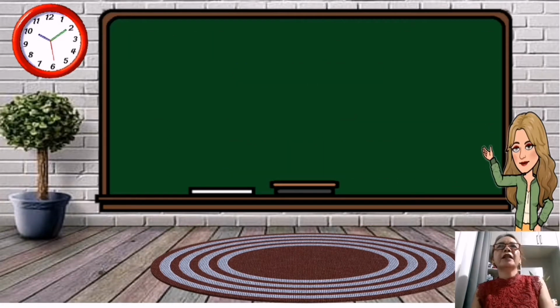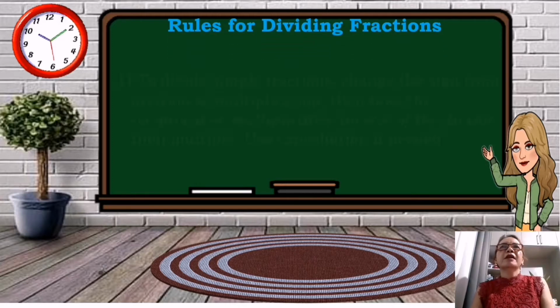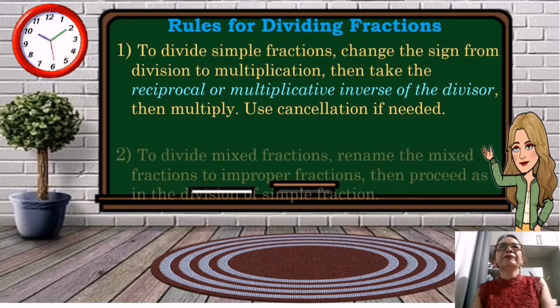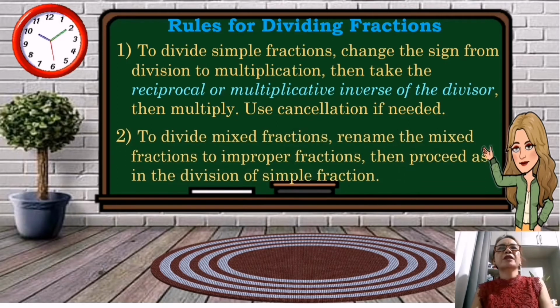But before that, let's first recall the rules for dividing fractions. To divide fractions, change the sign from division to multiplication, then take the reciprocal or multiplicative inverse of the divisor, then multiply. Use cross cancellation if needed. To divide mixed fractions, rename the mixed fractions to improper fractions, then proceed as in the division of simple fractions.